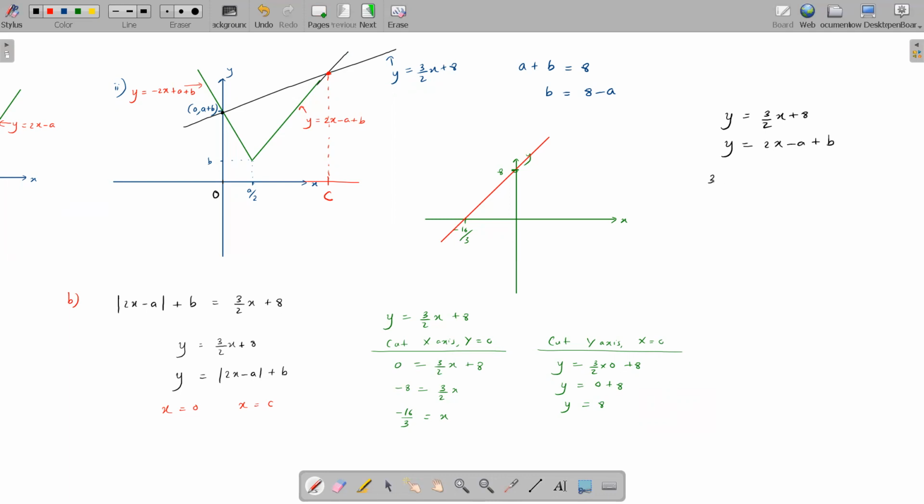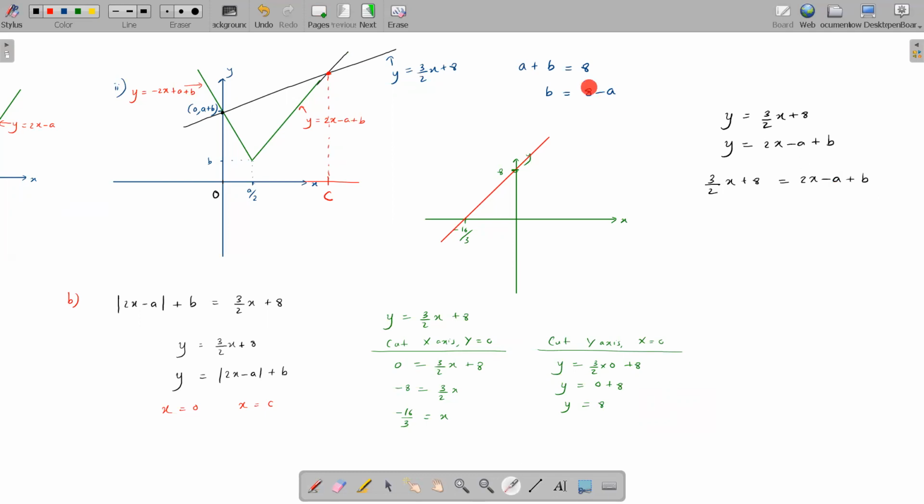So y equals 3/2x plus 8 and y equals 2x minus a plus b. Equate them: 3/2x plus 8 and 2x minus a plus b. Now the advantage is I'm trying to make x the subject, and my x should come in terms of a. But you can see there is an a here and there's a b here. So b, see, 8 minus a.